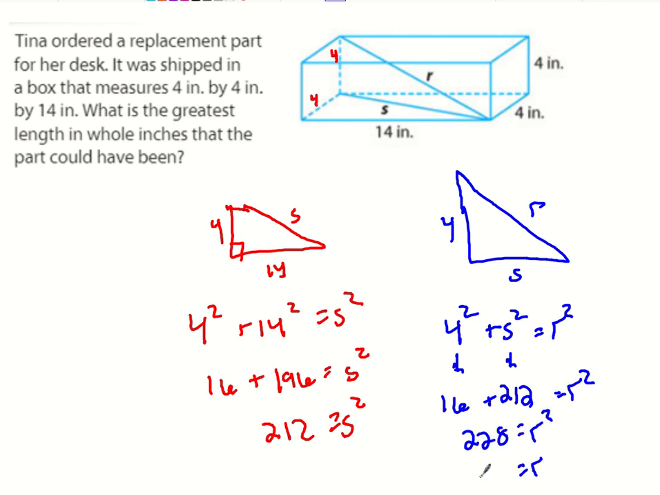So r is going to equal, I think it's like 15.1. But that's really close to 15, and it does ask what is the greatest length in whole inches, so it should have been 15 inches.